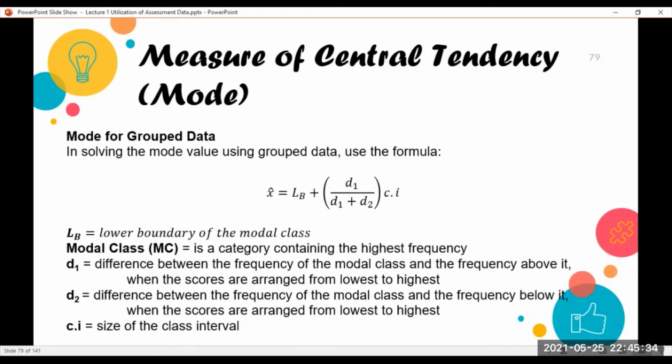Okay, so if you're going to look at the formula, medyo meron siyang similarity with your median. And then all you have to do here, the same with your median, you have to follow a certain rule when it comes to a specific variable for you to identify the value of the variable.